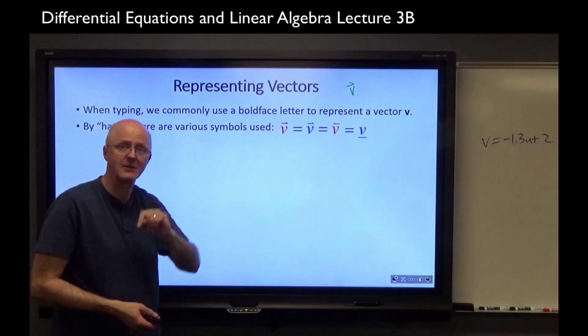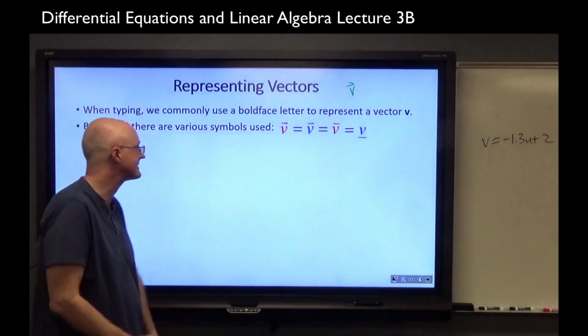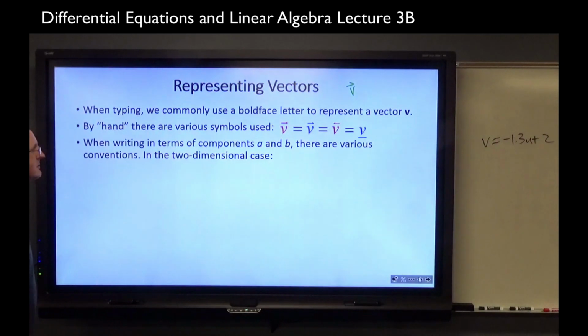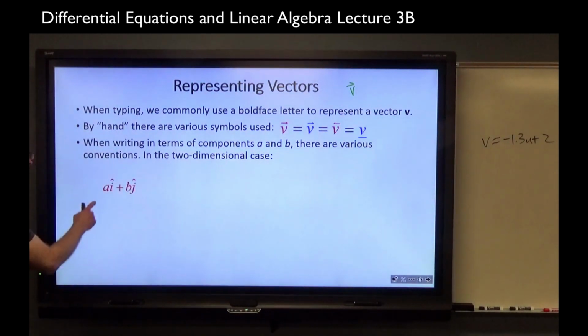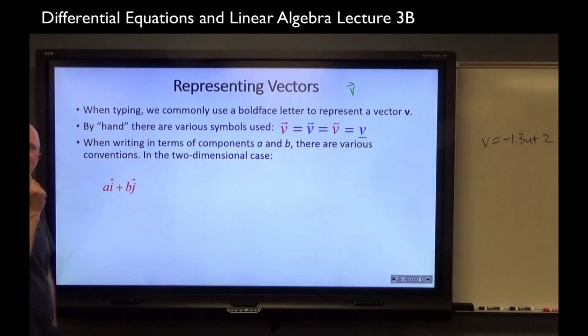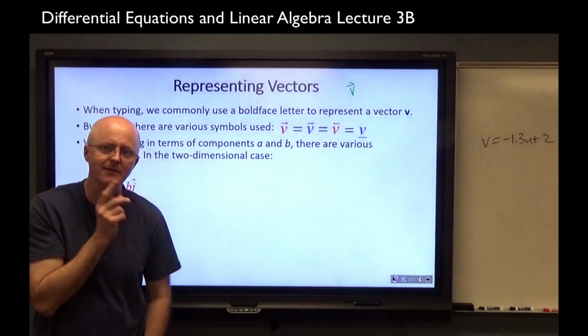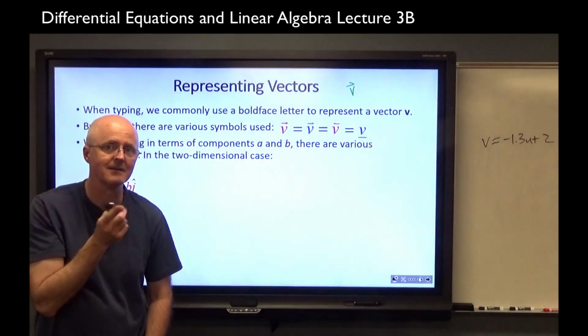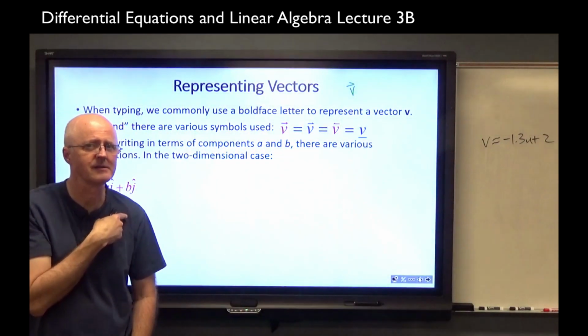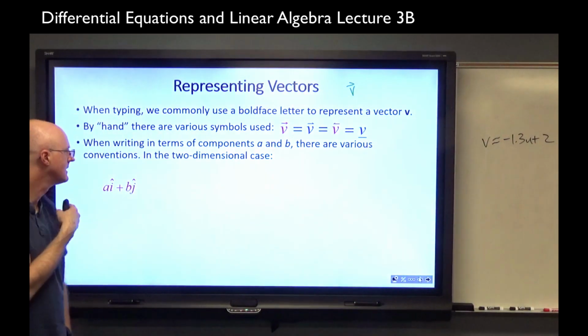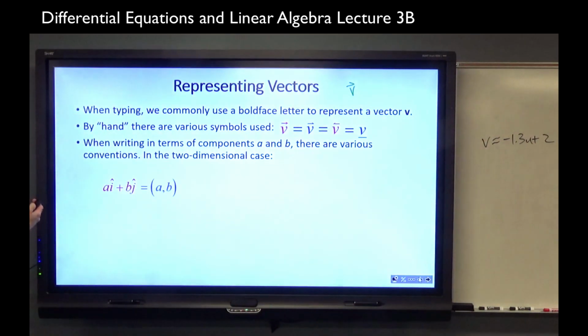And not just with single symbols, but also in terms of components. When writing in terms of components, say A and B, there are various conventions. In the two-dimensional case, you might write the components as this. What's that? A i-hat plus B j-hat. If you've never heard of i-hat and j-hat, ignore this for the moment. If you have heard of them in physics, say, maybe you know what I'm talking about here. We'll come back to it. Or maybe as a point, (A, B).